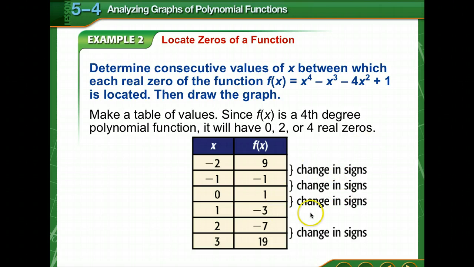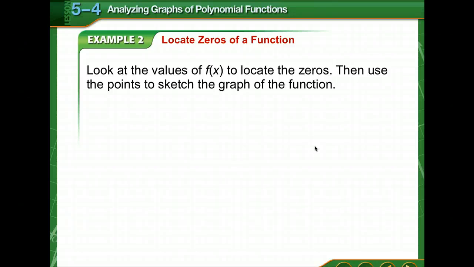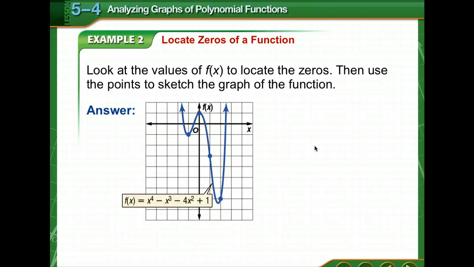This helps us know, if we find 1, we know we've got at least 2, because we know we've got to have 4, 2, or 0. If we find 3, we know we need to keep looking for that 4th one, because if it's an even exponent, you know you have an even number of real zeros. So that helps you know how many answers you're looking for. So we're going to look at the values of f of x to locate the zeros, and then we're going to sketch a graph. We plot the points that were in our table of values, and we sketch the graph of the function.